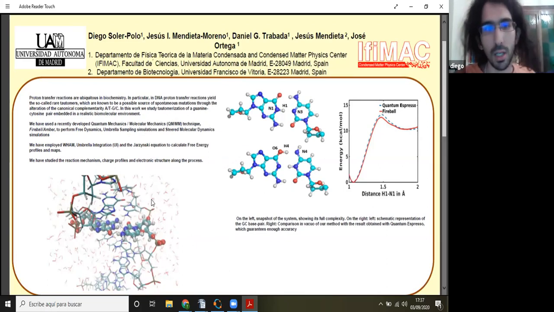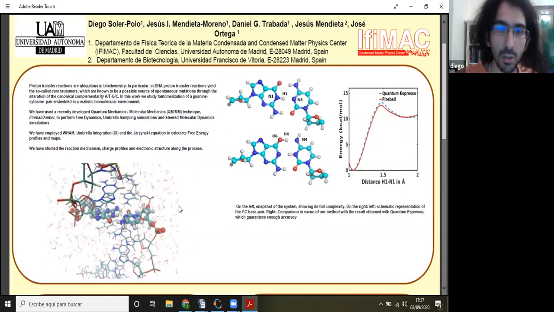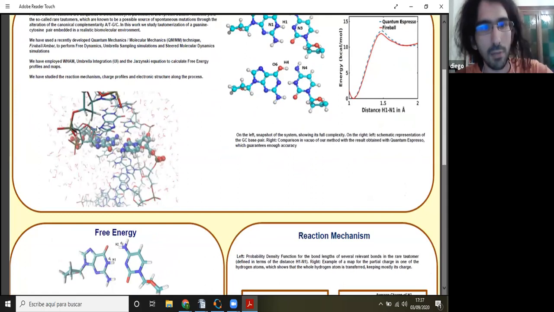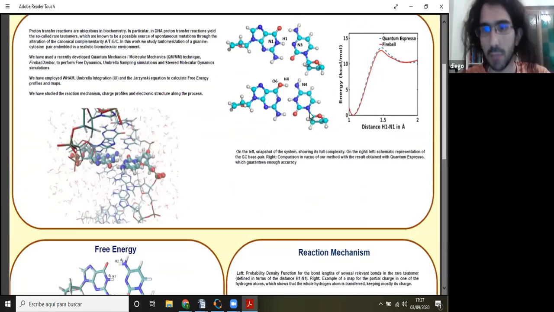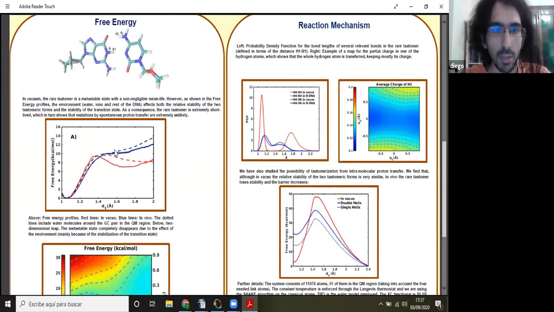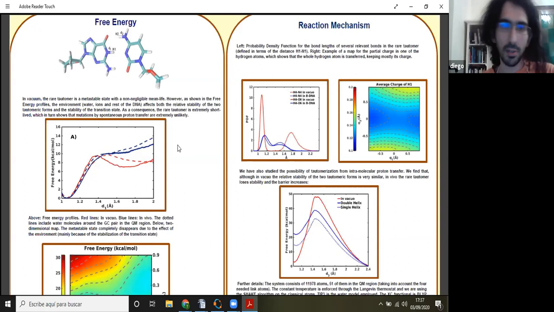which is what we have done here with a recently developed QM/MM method with Amber and Fireball, our local orbital DFT code. So this is just a snapshot to give you an idea of the complexity that we are taking into account, right? Basically, we have this result in vacuum, and we have comparisons with more accurate methods. But when you take into account the environment, you can see that the metastable configuration disappears. So in some sense, the conclusion of this QM/MM study is that the environment makes the rare tautomer unstable, and thus it protects the genetic code against spontaneous mutations.